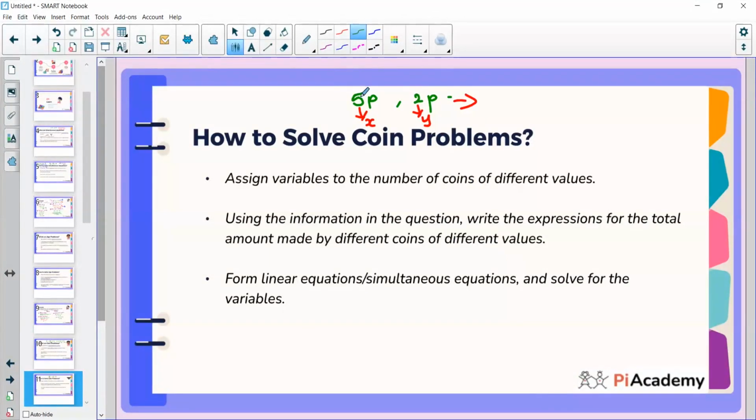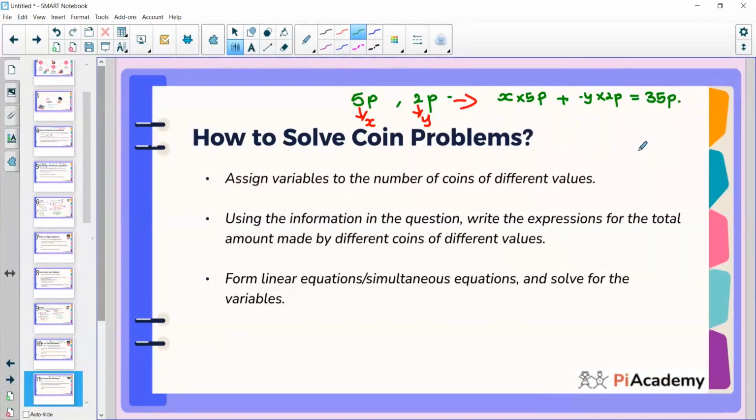What is the total value of x number of 5p coins? It's x times 5p, isn't it? So for one 5p coin, you got 1 times 5p. For two 5p coins, you got 2 times 5p, which is 10p. And similarly, for y number of 2p coins, you got y times 2p. And what do they add up to? They add up to 35p.